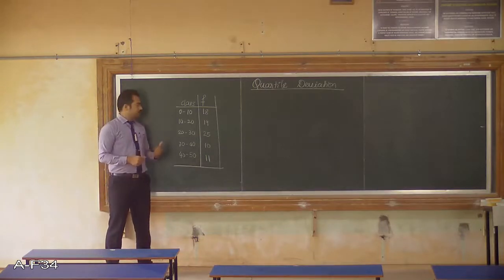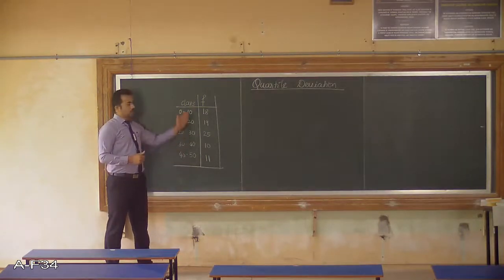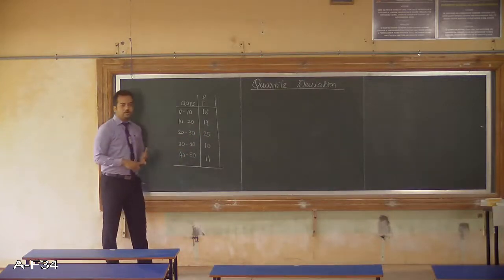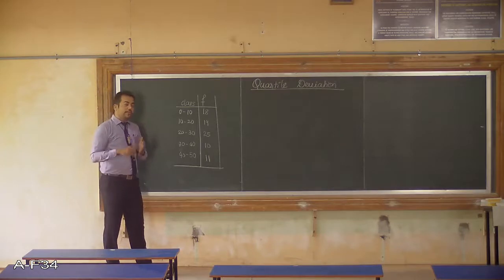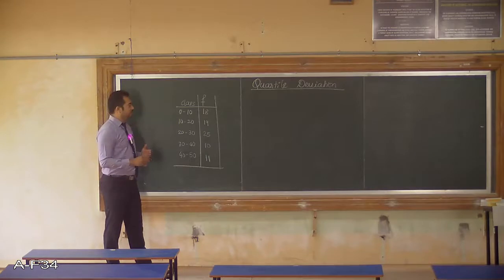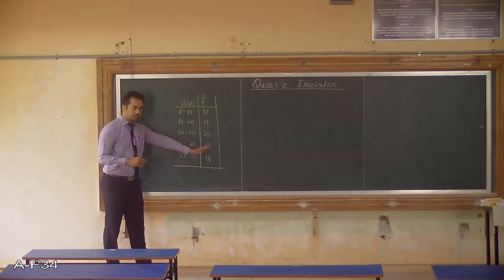The given data is this way. Class intervals are given along with their frequencies. So we have to first calculate quartile 1 and quartile 3, and we know that we have to calculate the indices of 1/4 and 3/4. So let me first calculate the total of these frequencies along with their cumulative frequency.